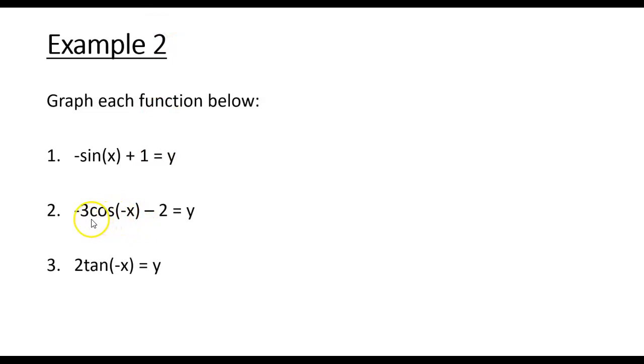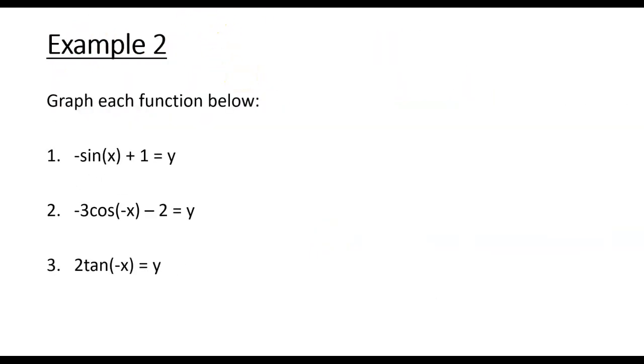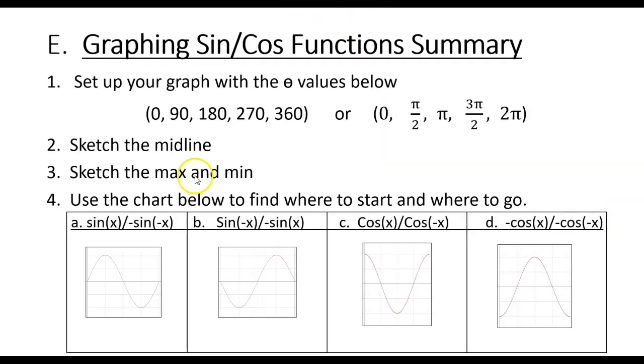So for number 2, I've got a cosine function. We're going to be using the same steps here, so we're going to set up our graph. I'll do radians this time just to change things up. So pi over 2, pi, 3 pi over 2, 2 pi. All right, so that's step 1. Let's go ahead and take a look at step 2.